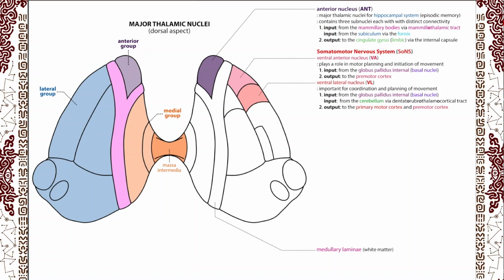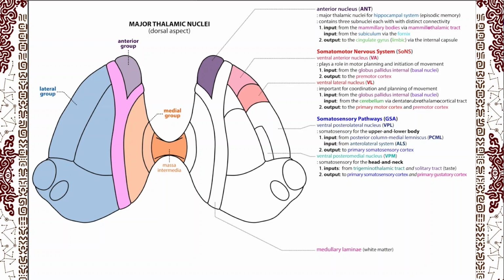Similarly to the neocortices, as we move posteriorly in the thalamus, we next encounter subthalamic nuclei important for the somatosensory nervous system. These are the ventral posterolateral nucleus, the VPL, which processes somatosensory information from the upper and lower body, with the sense of touch arriving via the posterior column medial lemniscus, the PCML, and the sense of temperature and nociception from the anterolateral system. Both of these we will have topic discussions on in the future.